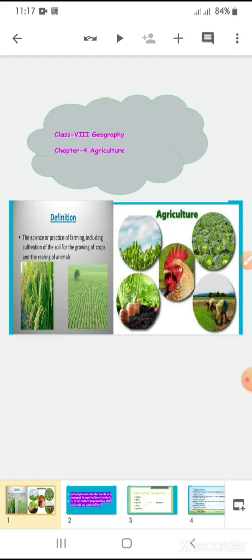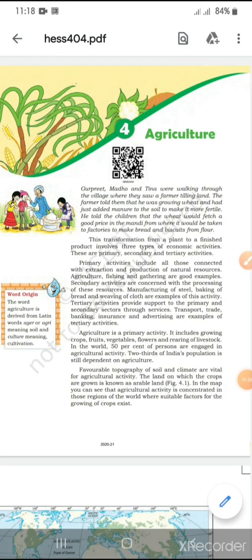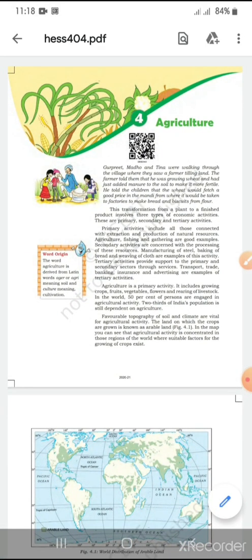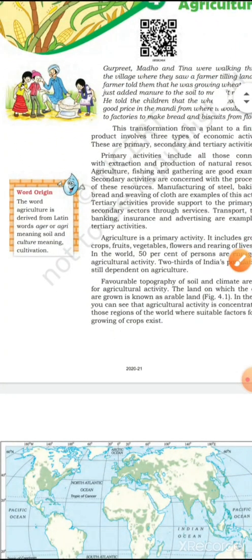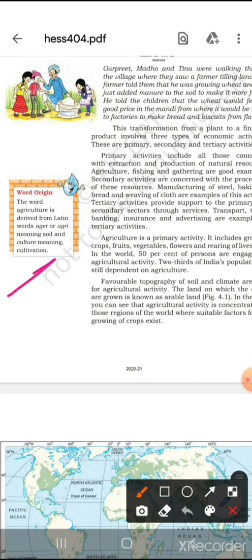Children, tell me one thing. By the way, from where has this word agriculture come? Do you have any idea? I am on the initial page of your NCERT geography textbook, that is chapter 4. Here you can see, children, that we have the definition of agriculture. The word agriculture is derived from Latin words agar or agri, meaning soil, and culture, meaning cultivation. This is your definition number 1.